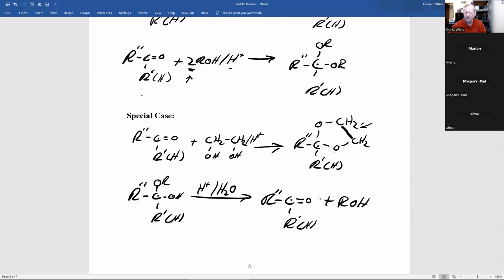Now, students, for whatever reason, forget to put that bond between the 2 CH2 groups. I don't know why they forget to do that. If you do, I mark it wrong. Don't. Don't.